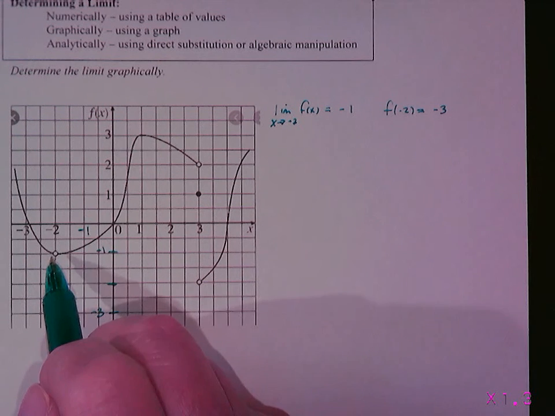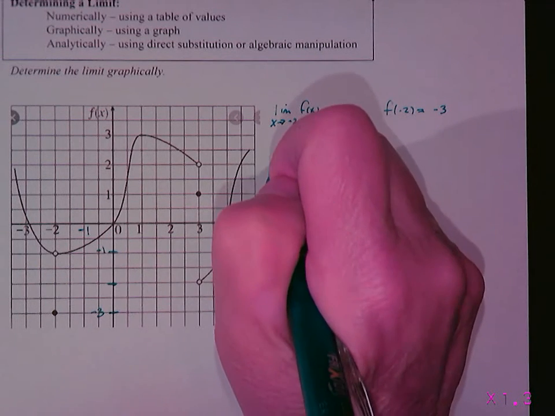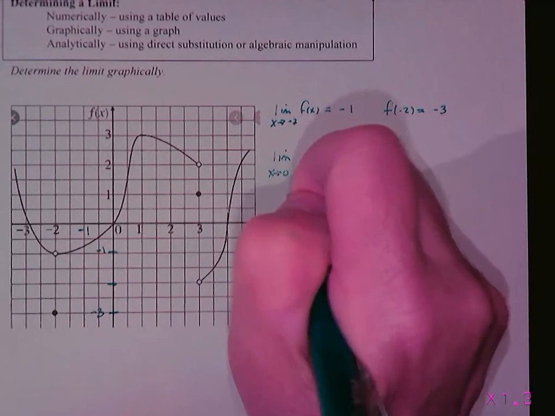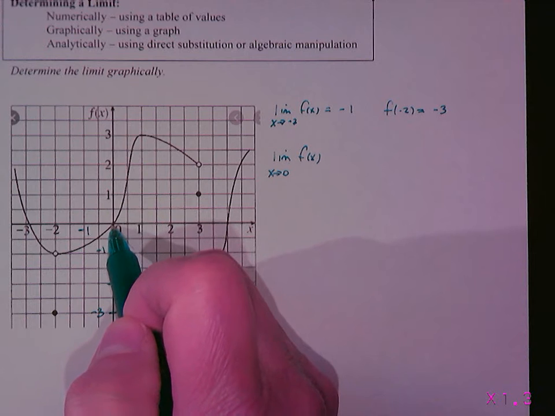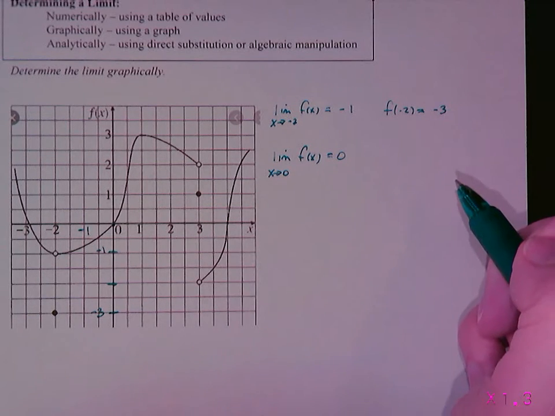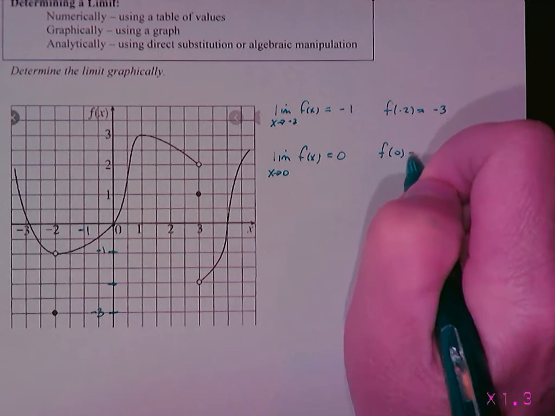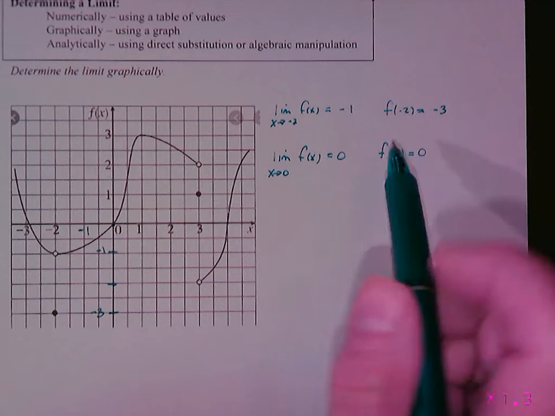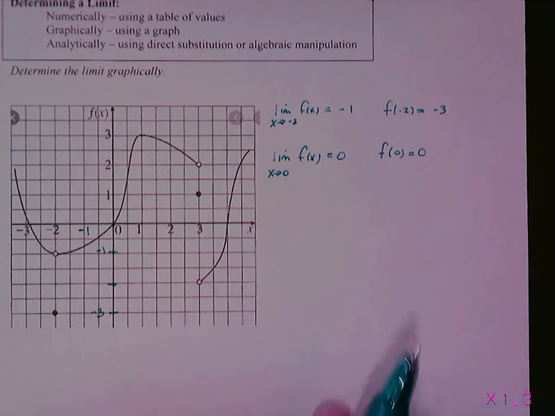If I looked at, and I'm trying to find good points where they cross intersections on the coordinate plane, let's look at what happens at 0. So the limit as x approaches 0 of this function, as I'm coming from the left, the y value is getting close to a 0. As I'm coming from the right, the y value is getting close to a 0. So this limit as x approaches 0 of this function is 0. Same thing, f of 0 equals 0. So even though the limit wasn't the same as the function value here, it is the same here. That's a special case.